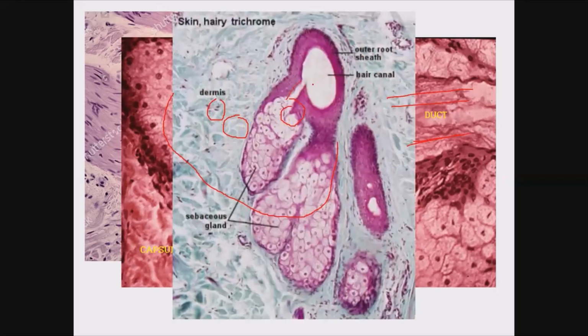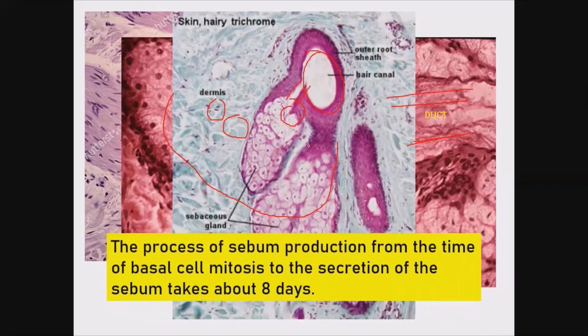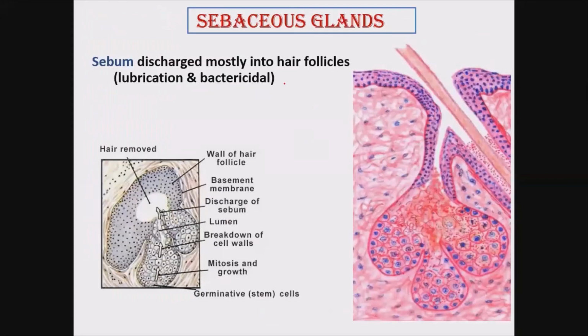Okay, we can see the duct over here, which is opening into the hair follicle, and these are all sebaceous glands, a bunch of cell-like appearance. The process of sebum production, from the time of basal cell mitosis to the secretion of the sebum, takes about 8 days. This is a line diagram where you can draw again. This is the stratified epithelium, part of the epidermis. This is your sebaceous gland, how it is producing sebum here and opening into the hair follicle. The sebum is responsible for lubrication, and it has bactericidal action.